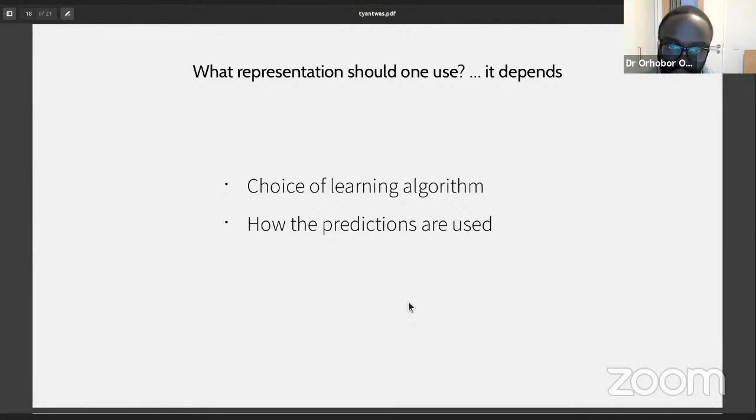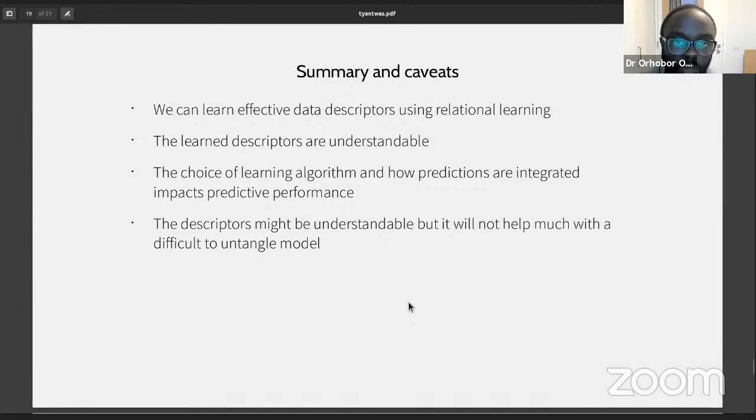And then how the predictions are used also matter, right? So if you simply concatenate the data set, as we've seen, it doesn't work very well for some learners. But if you stack the predictions of the different input data sets, then you can do a lot better, as we've seen with random forest. So in summary, we can learn effective data descriptors using relational learning. The learned descriptors are understandable. The choice of learning algorithm and how the predictions are integrated impacts predictive performance, as you've seen.